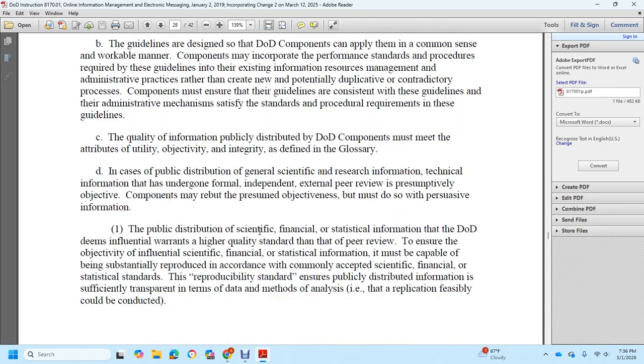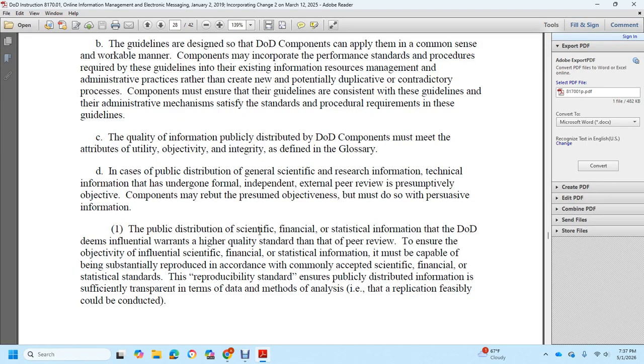The DoD components must meet the attributes of quality, utility, objectivity, and integrity, with the design and glossary, for public distribution of general scientific research and information undergoing formal, independent, external peer review. Presumptively, objective components may review with a presumed objectiveness, and must do so with persuasive information. For public distribution of scientific, financial, and statistical information, the Department of Defense applies a high quality standard that exceeds the standards of peer review.